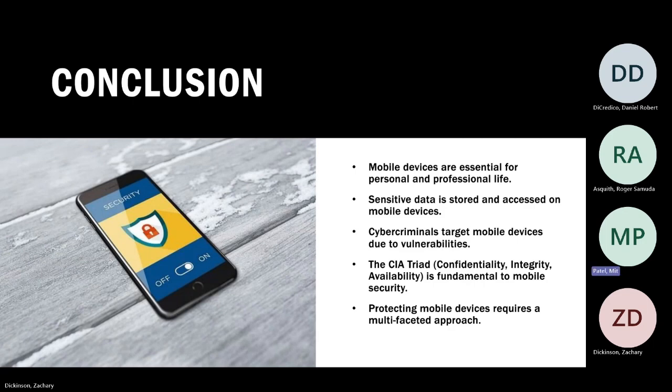Protecting mobile devices requires a comprehensive approach, including strong passwords and multi-factor authentication, up-to-date software and security patches, avoiding suspicious links and downloads, using reputable antivirus and security. By understanding the risks and implementation of the robust security measures, we can safeguard our mobile devices and protect our valuable data.